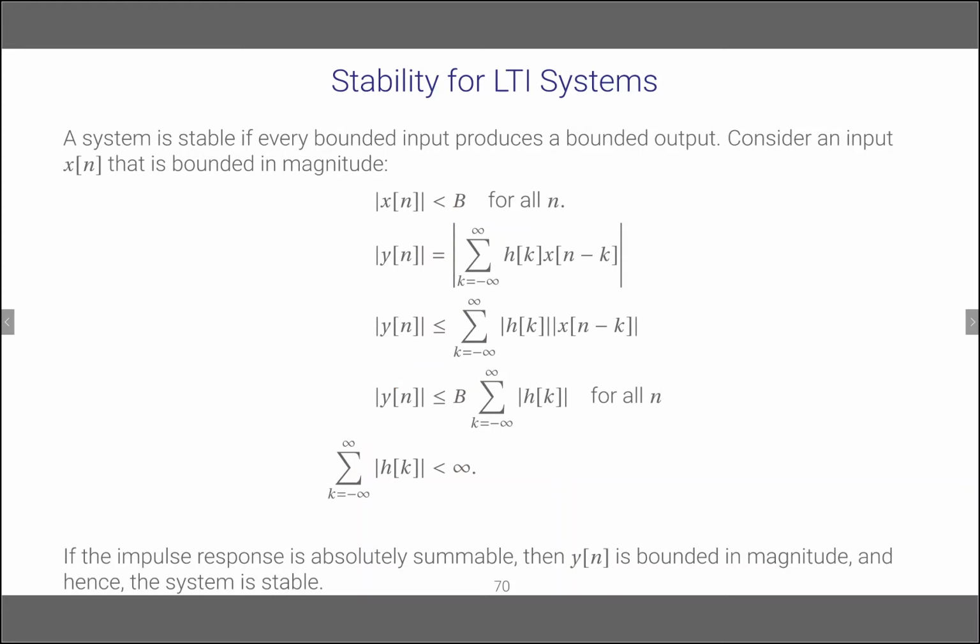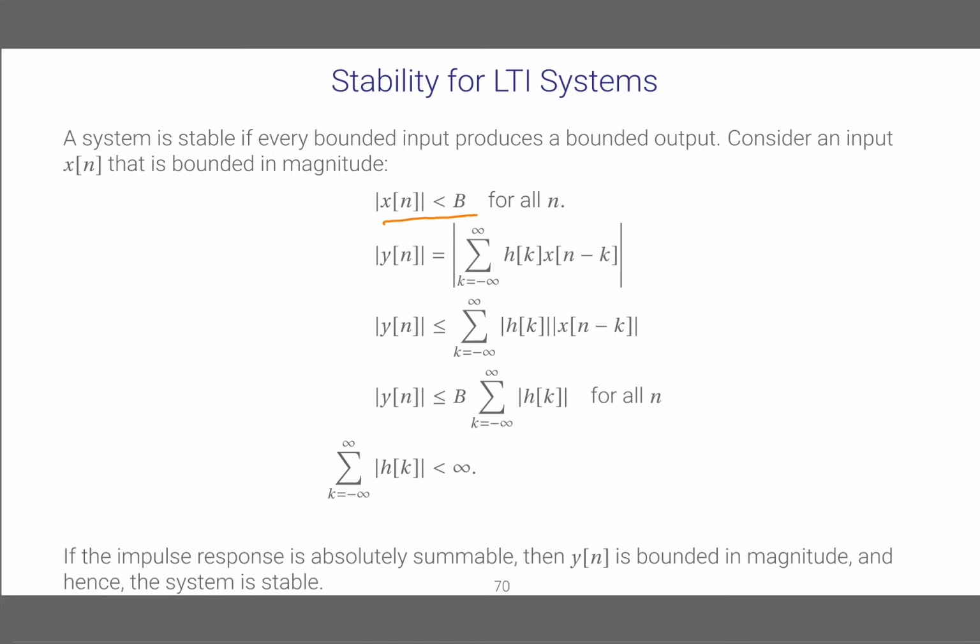Okay, now let's look at the stability of LTI systems. A system is stable if every bounded input produces a bounded output. Bounded input means the input does not go to infinity. It is bounded by some value B, so it does not go beyond B or less than minus B.